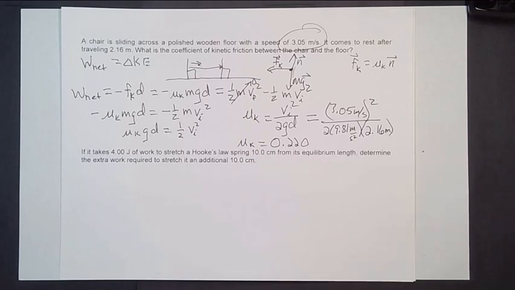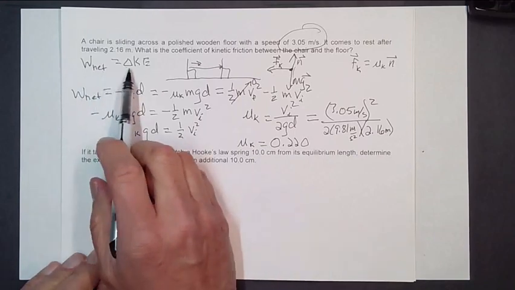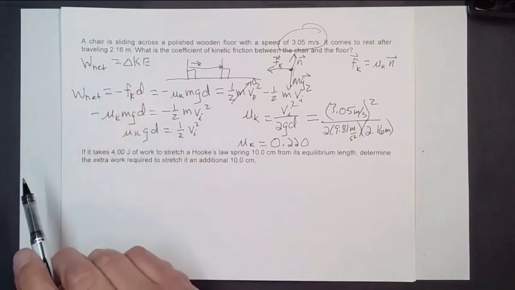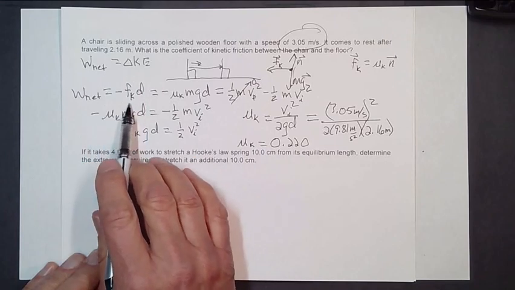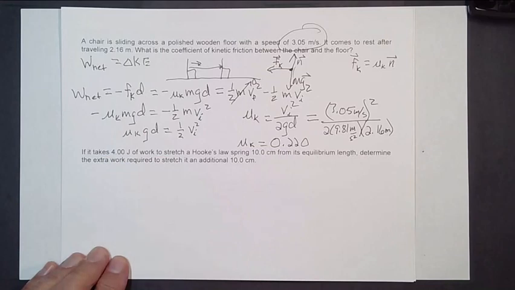So we just used the work-kinetic energy theorem to figure out a coefficient of friction. And so, key thing, the net work was the change in kinetic energy, and the net work in this case was negative, the frictional force times the displacement.